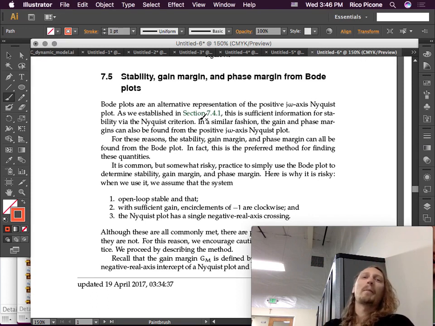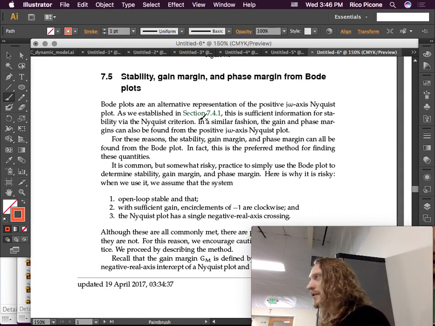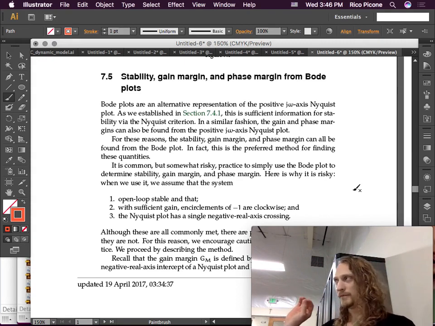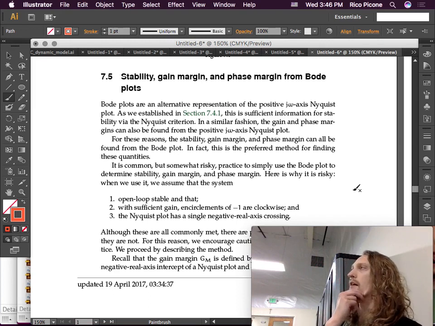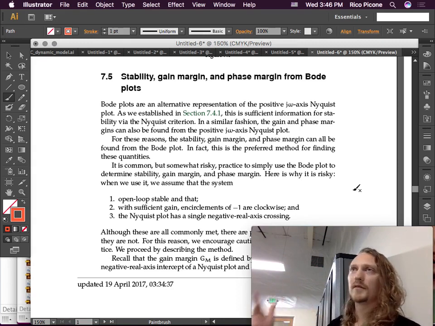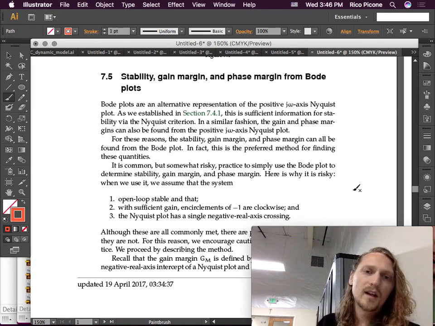So we're going to talk about stability, gain margin, and phase margin from the Bode plot, which is actually the preferred way to do this. Bode plots are an alternative representation of the positive j omega axis Nyquist plot, which we discovered you can learn about stability from. You don't have to do the negative j omega, and you don't have to do the infinity one, so you can get away with it.